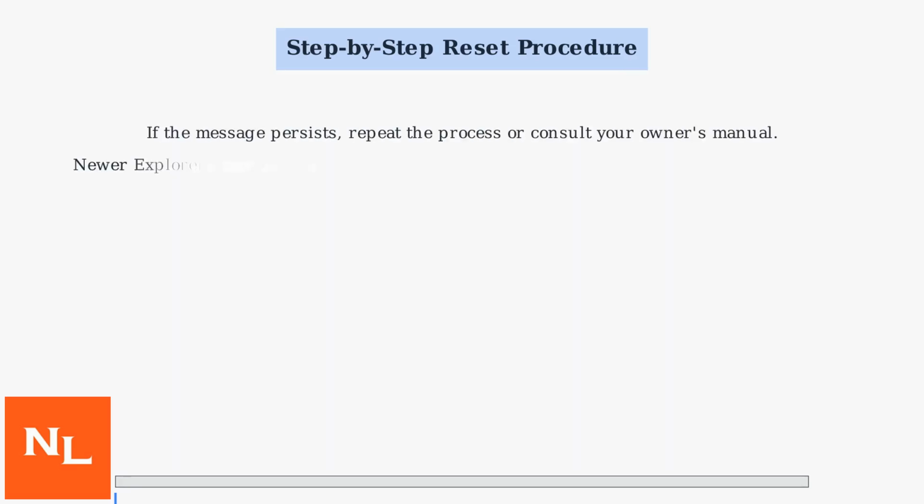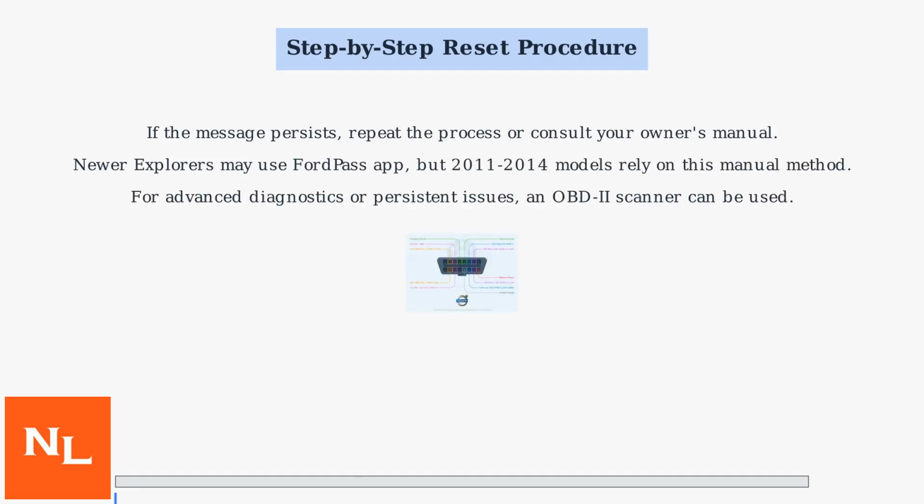If the message persists, repeat the process or consult your owner's manual. Newer Explorers may use Ford Pass app, but 2011 to 2014 models rely on this manual method. For advanced diagnostics or persistent issues, an OBD2 scanner can be used.